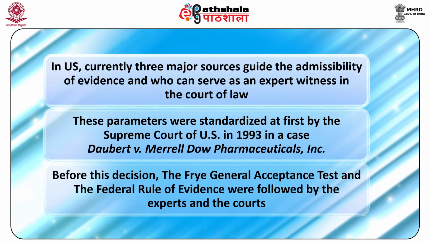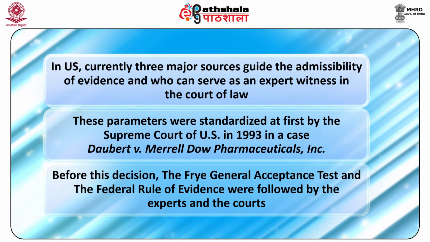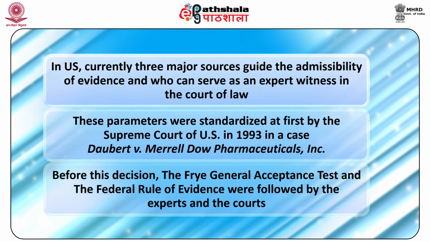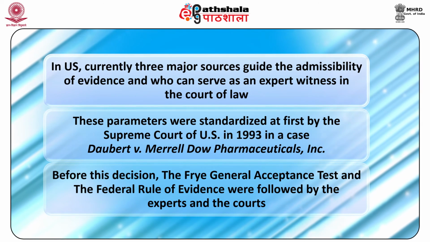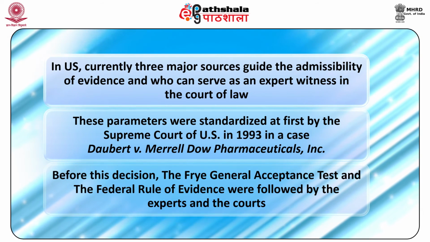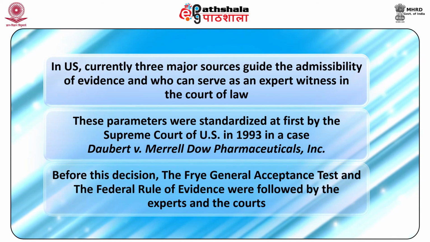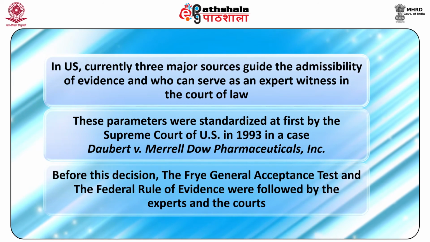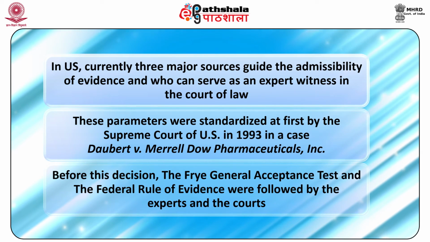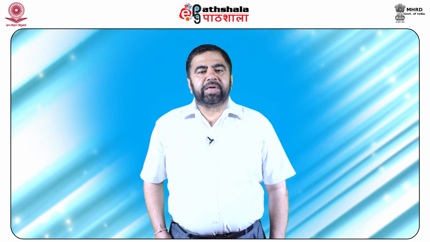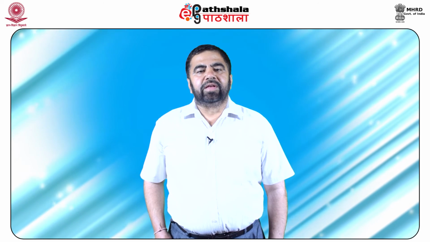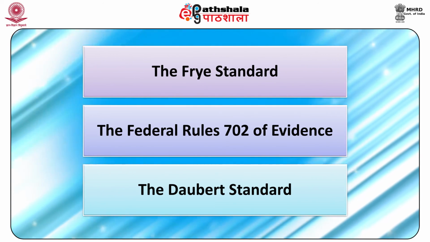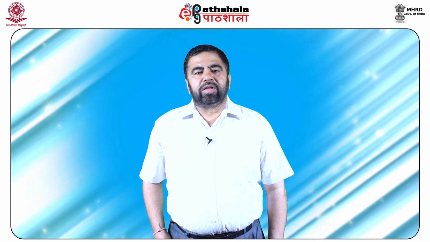In the US, currently 3 major sources guide the admissibility of evidence and who can serve as an expert witness in the court of law. These parameters were standardized at first by the Supreme Court of the US in 1993 in the case Daubert versus Merrell Dow Pharmaceuticals Inc. Before this decision, the Frye General Acceptance Test and the Federal Rules of Evidence were followed by the experts and the courts. The 3 major sources that guide the admissibility of evidence are the Frye Standard, the Federal Rule 702 of Evidence, and the Daubert Standard. Now we will be discussing all these in detail.